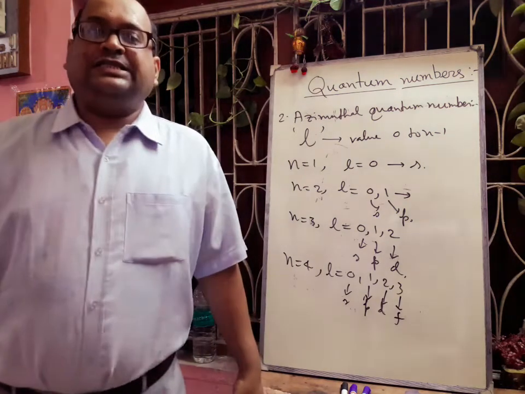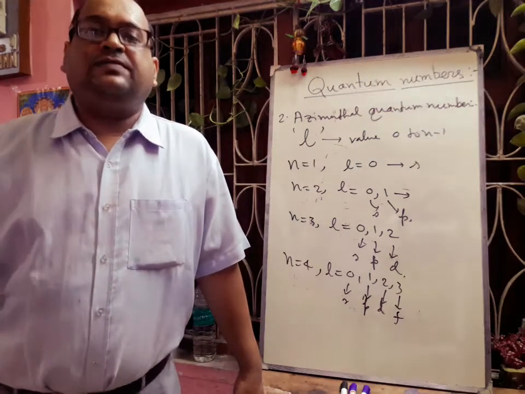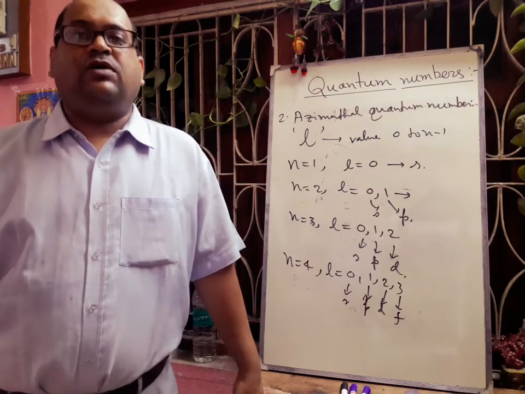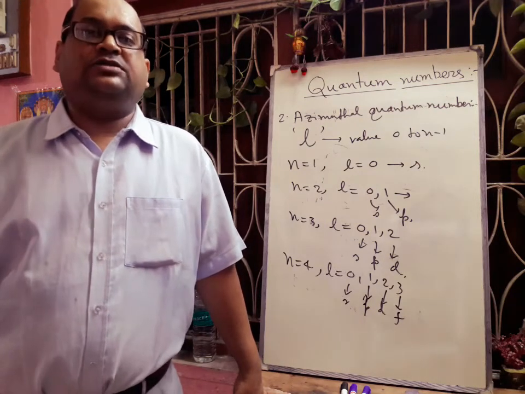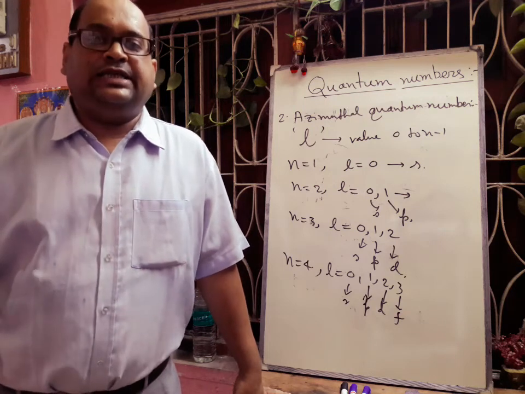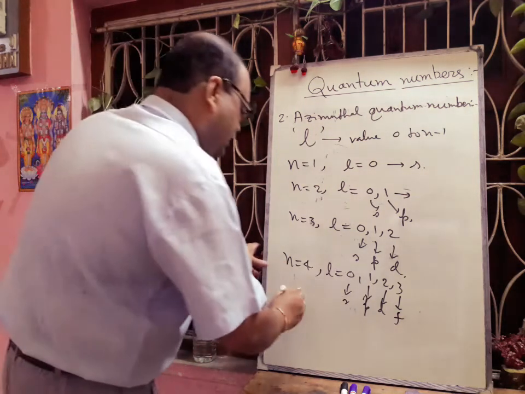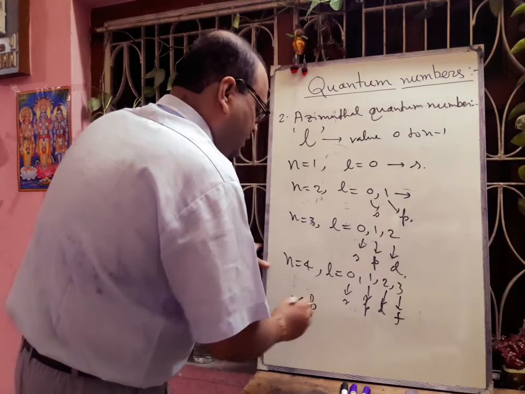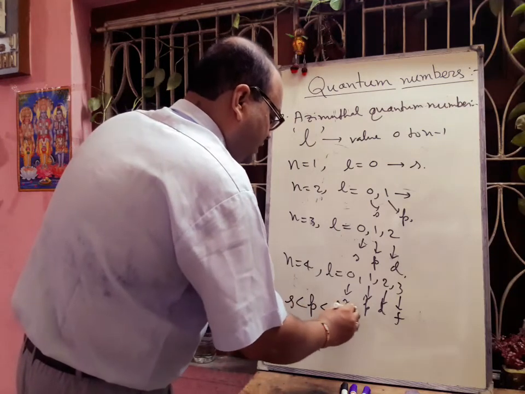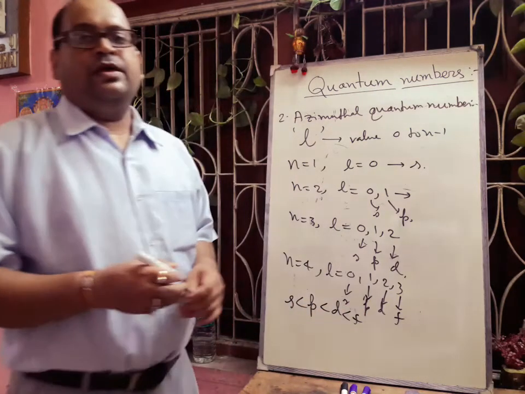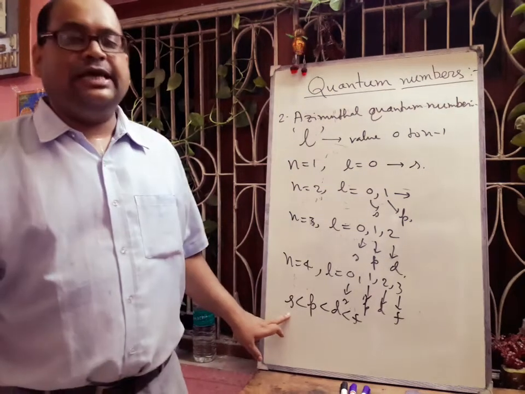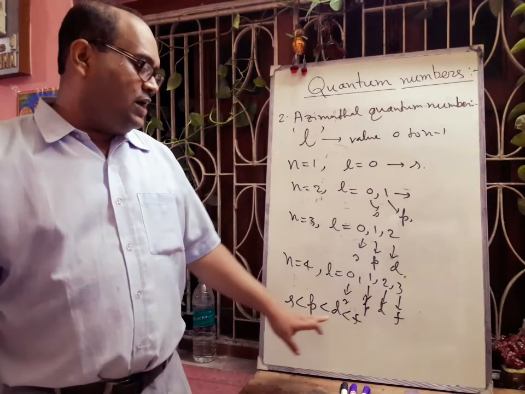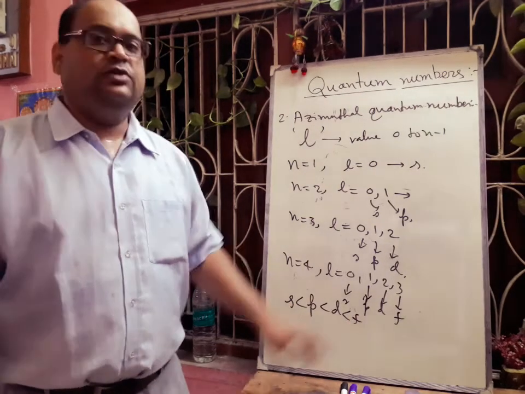Now for the same value of n, the energies of subshells are determined by the value of l. A subshell with a higher value of l is associated with higher energy. Thus, s is less than p, then d, then f. So that means, where l is equal to 0 for s, l is equal to 1, l is equal to 2 and l is equal to 3.